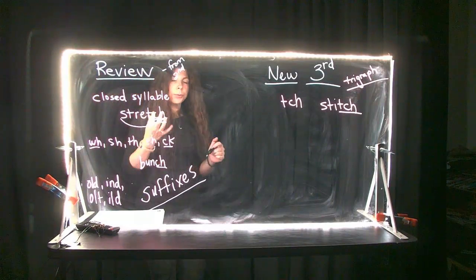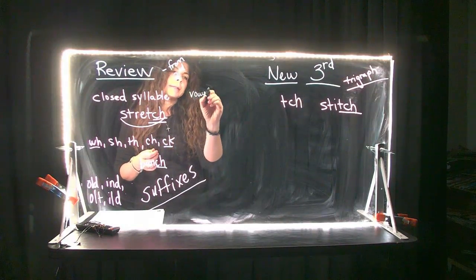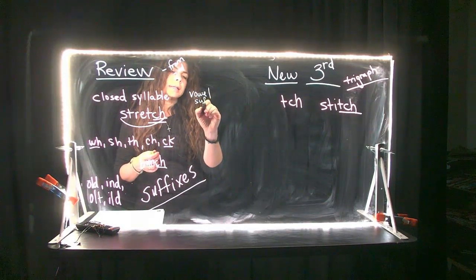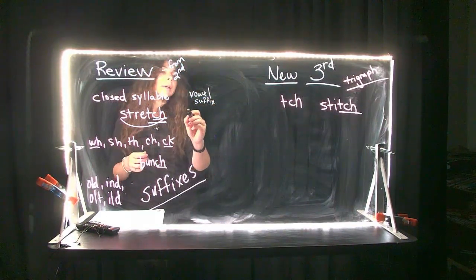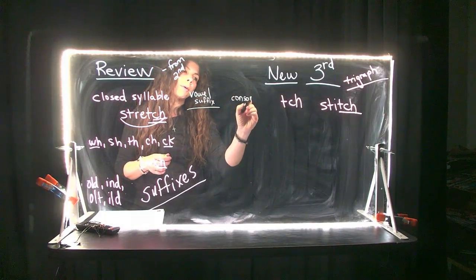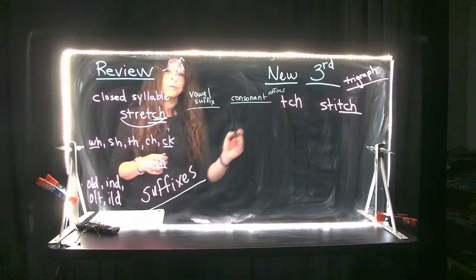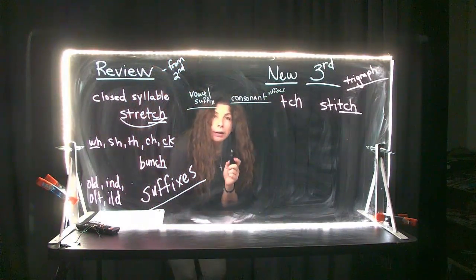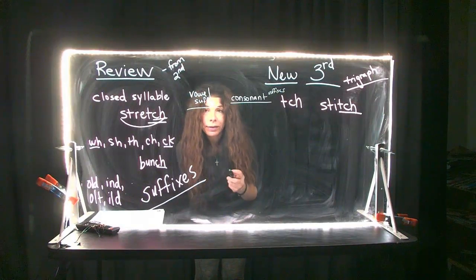So as we go through these, as I list these suffixes, I'm going to list them as your vowel suffix and your consonant suffix. Because remember, that is really, really, really important when we start talking about our one-to-one-to-one rules. So, do you remember your vowel suffixes? A vowel suffix is a suffix that begins with a vowel.